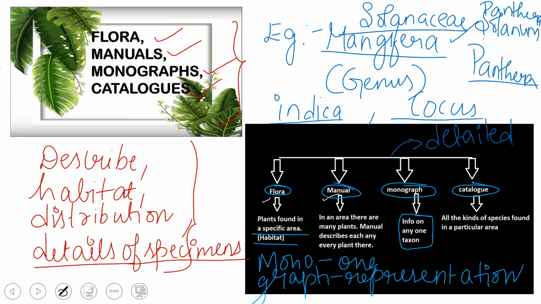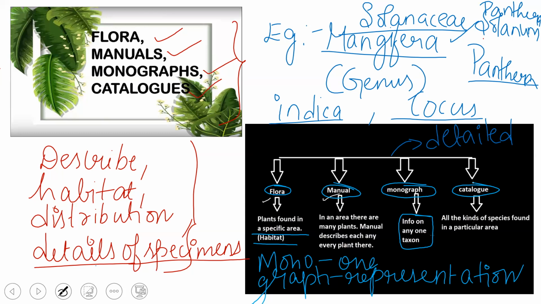Just like that, catalogs play a very important role as a taxonomy key, where it contains all kinds of species found in a particular area. Just like information of so many books you'll be having in that particular catalog book, even here catalog plays a very important role, where all kinds of species found in a particular area are listed. It is not just like a monograph having only one particular piece of information, but catalogs play an important role in having the information of all different species found in the particular area.